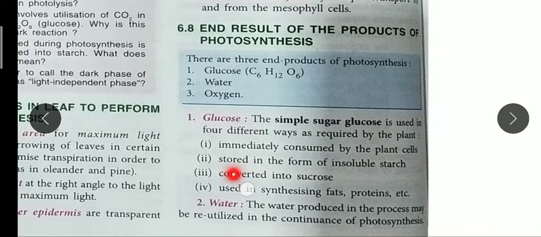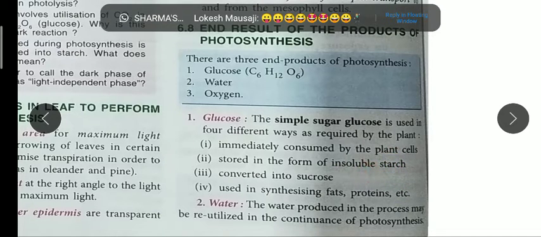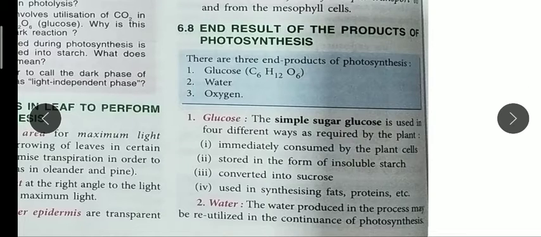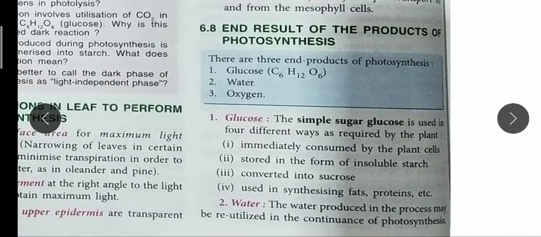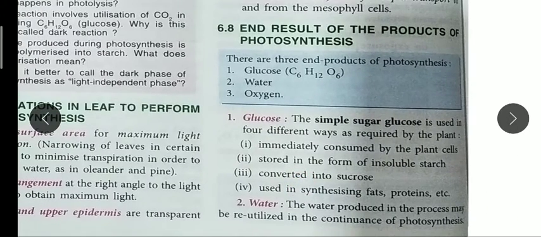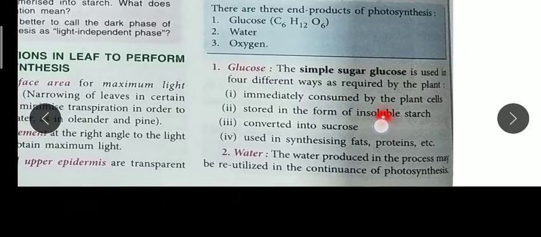Now it is stored in the form of starch. Remember that glucose is the soluble sugar, whereas starch is the insoluble sugar. Then further it is converted into sucrose in flowering plants and others. This glucose is also used in synthesizing, as I told you, proteins, fats and other products, enzymes also.